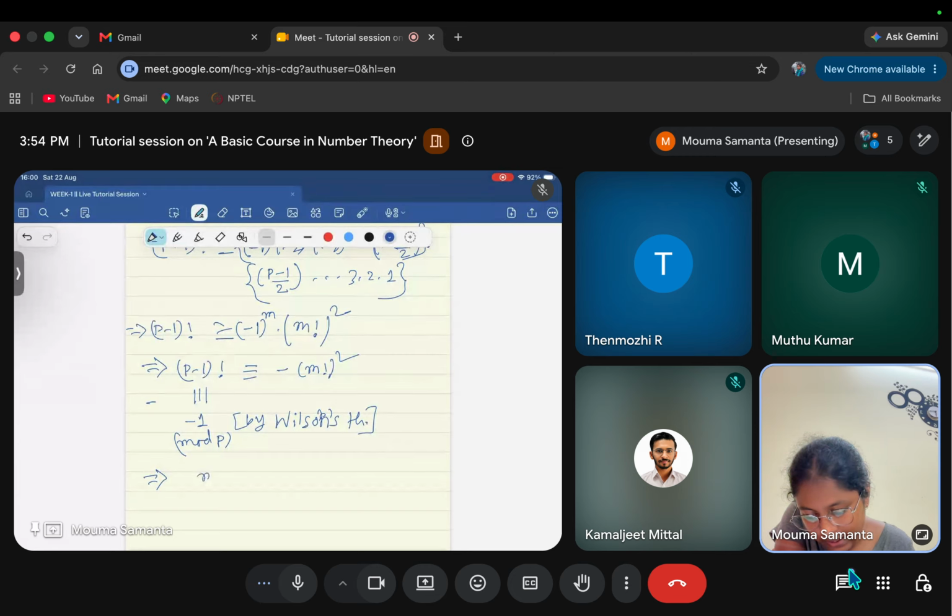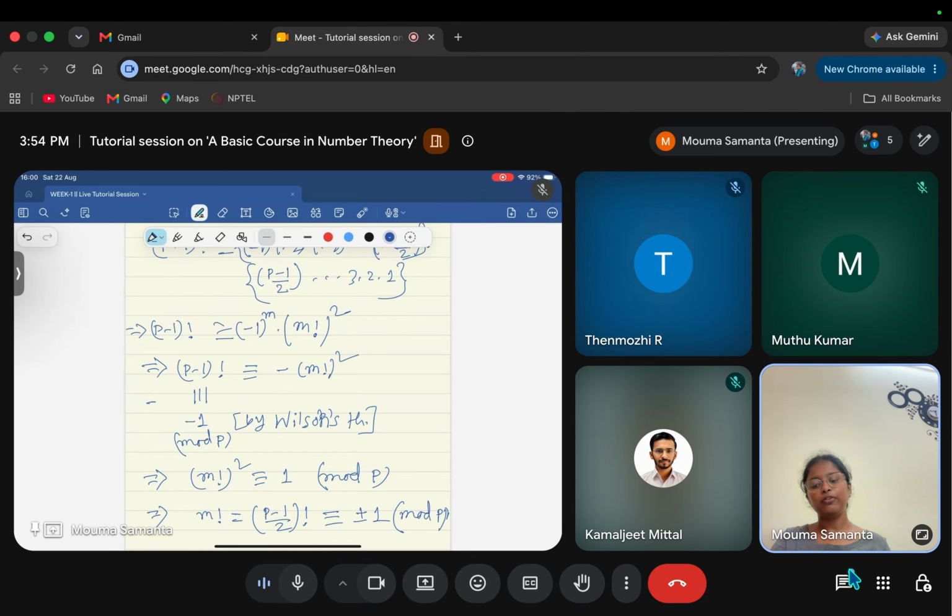Hence we get m factorial square congruent to, the minus will be cancelled, m factorial square congruent to 1 mod p. Hence we have m factorial, that is ((p minus 1)/2) factorial, congruent to plus or minus 1 mod p.